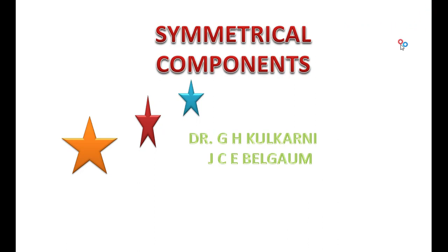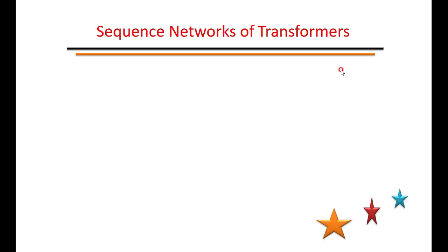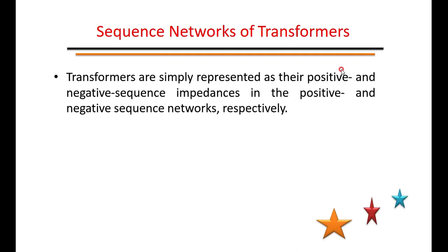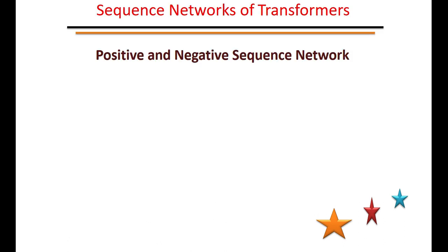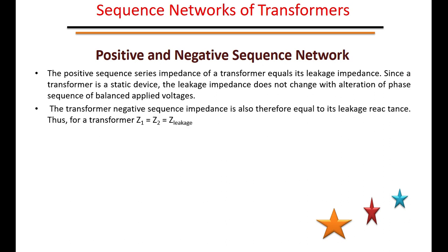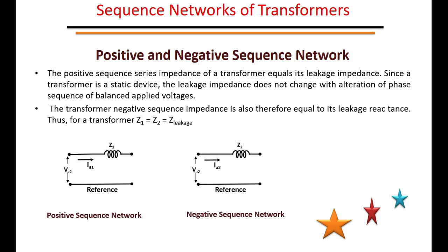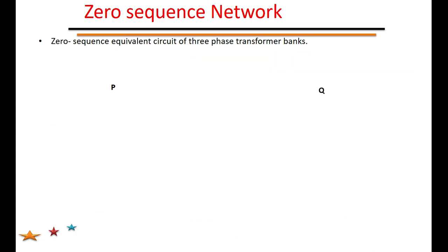Continuing with the transformer sequence network for the zero sequence currents. In the last session, we saw that the positive and negative sequence diagrams are represented by the positive and negative sequence reactances. However, the configuration for the zero sequence network for different connections will differ depending upon the grounding of the primary and secondary of the transformer.